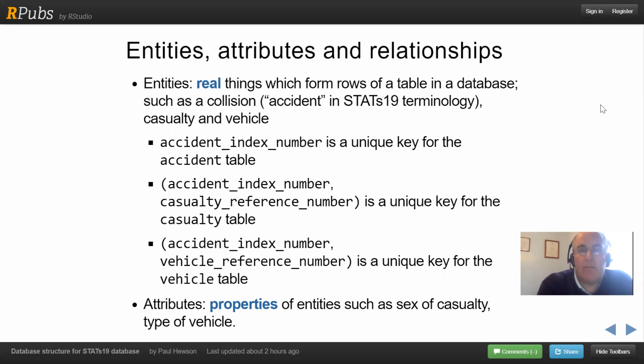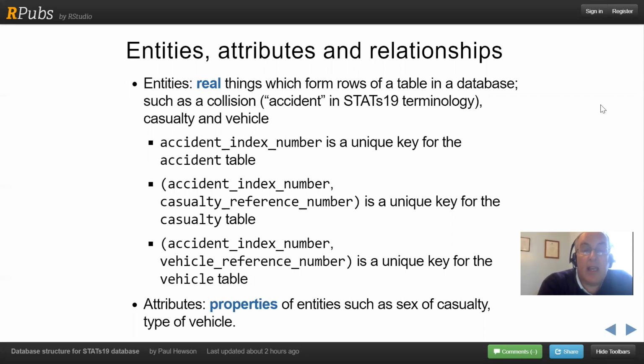So we talk about a table of accidents, and there is a unique key for that table, which is the accident index number. And each row in that database, as I said, is one event. And there is separately an entity of a casualty, and these are people who have been injured in a collision that has been reported to the police in the UK. And a unique key for that would be both the accident index number and the casualty reference number. So the casualty reference number is the number of the person who was injured in a given accident. So each row in the casualty table is a different person.